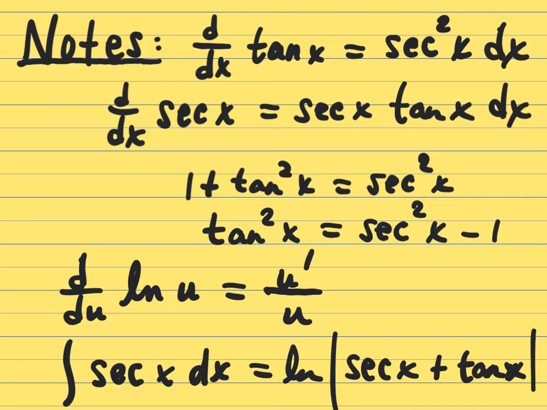Another handy derivative formula is the natural log derivative. The derivative of natural log of u is the derivative of u over u itself, derivative over original. And then finally, the integral of secant x has an antiderivative of natural log of secant x plus tangent x. And in the last slide, I will demonstrate why that's so.